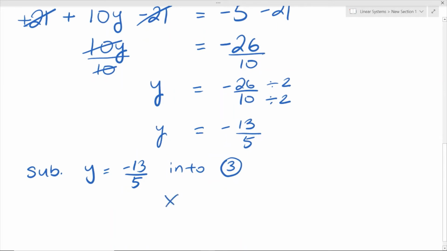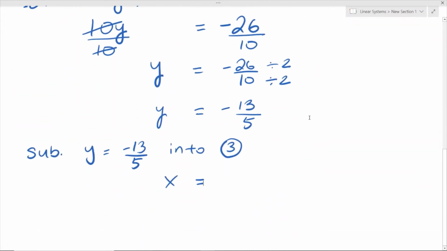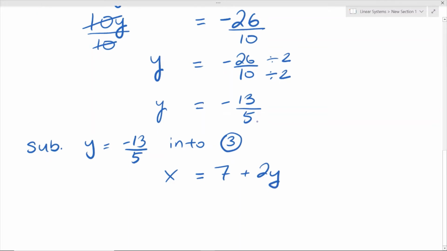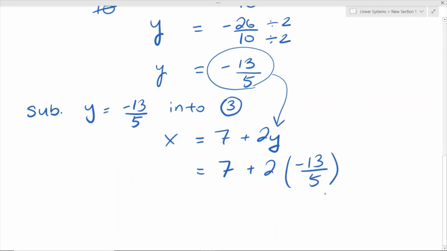Equation 3 was x equals 7 plus 2y. Basically, I'm going to plug this right here into y. So basically into this y right here, so x is going to be equal to 7 plus 2 times negative 13 over 5. And then that's going to give us 7 plus 2 times 13 is going to be 26, right? And then we have a negative here, so it's negative 26 over 5.